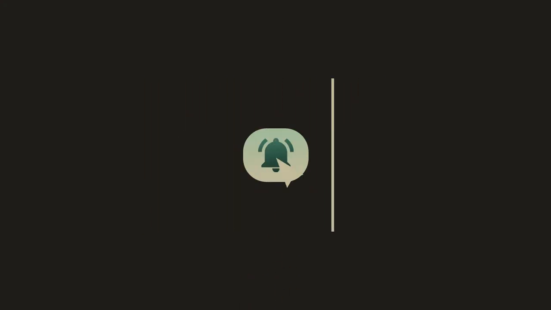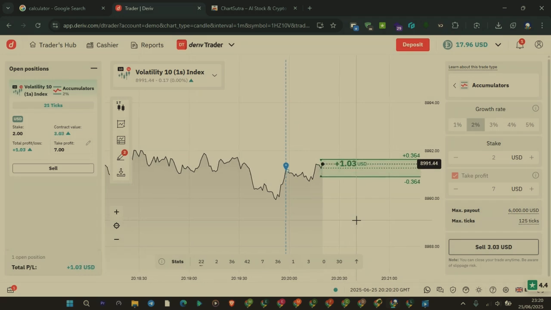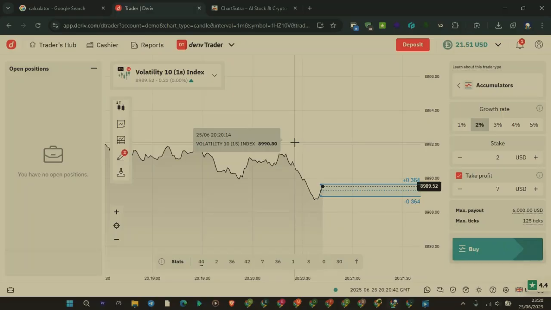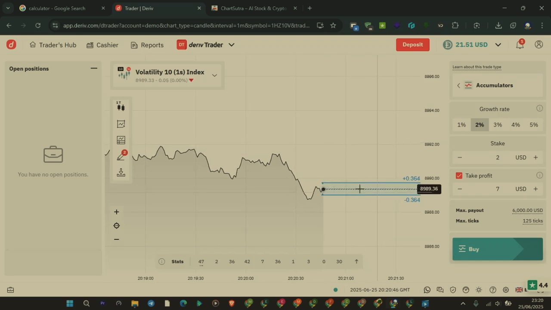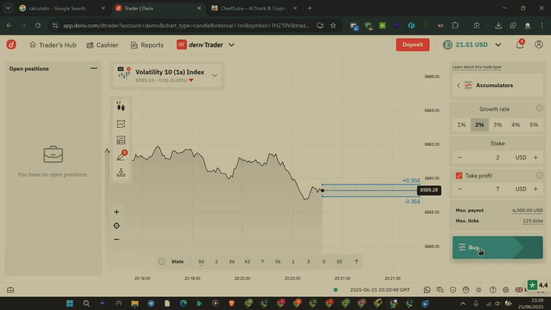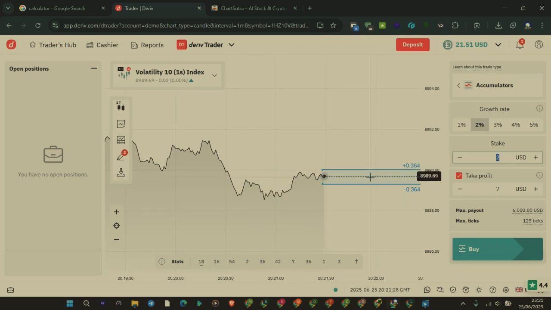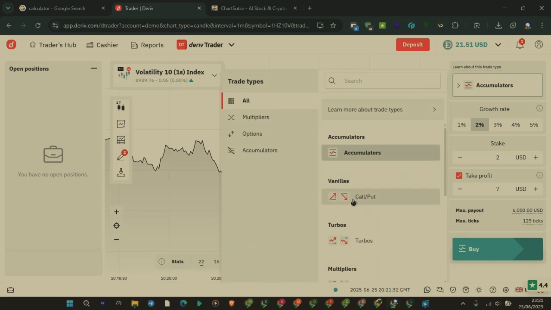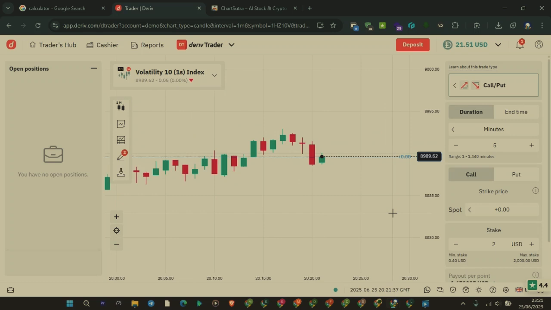So accumulators, most of the time they will bring money, but they may end up taking money. I raised it from $18 to $21, and you can continue that way. You just need to wait and see. When you see the red lines, you enter. I have used accumulators. Let me try and use another method or option to see whether I can make more.